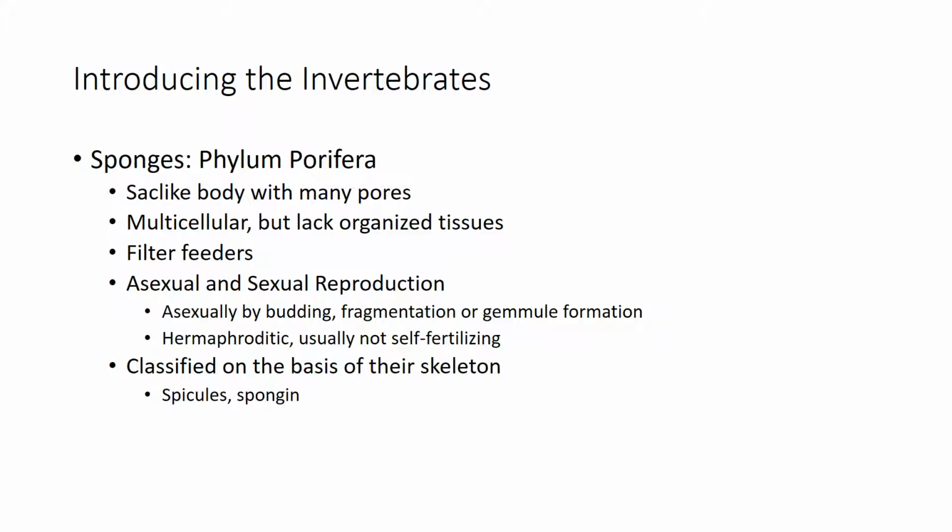Now, we're going to take the invertebrates one big group at a time. The phylum Porifera, those are your sponges. Basically, you have a sac-like body with lots and lots of little pores. They don't have nerve cells or muscle cells. They really lack organized tissues. They are multicellular. They are filter feeders, which are the very simplest kind of feeders.